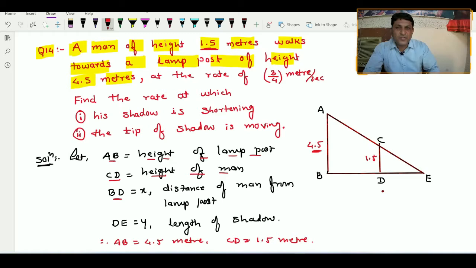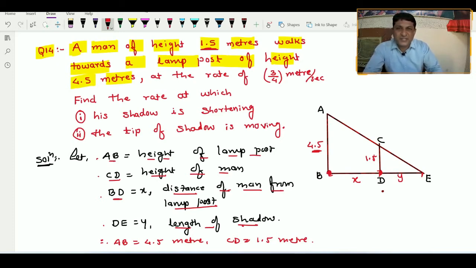Again here we have denoted BD. BD is nothing but, we have denoted it by X, and easily we can observe that this BD is nothing but the distance of this man from the lamp post. And here this D we have denoted by Y, and this Y is nothing but the length of the shadow. So all the things which are our supposition in the figure, we have written the information of all of them here, isn't it?